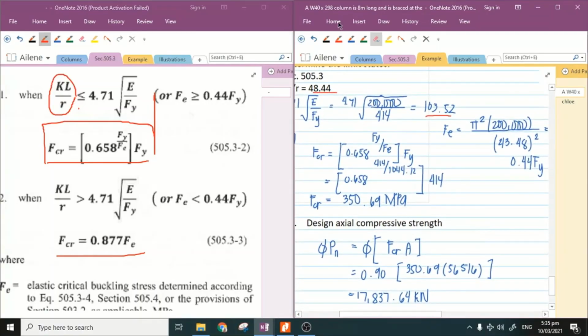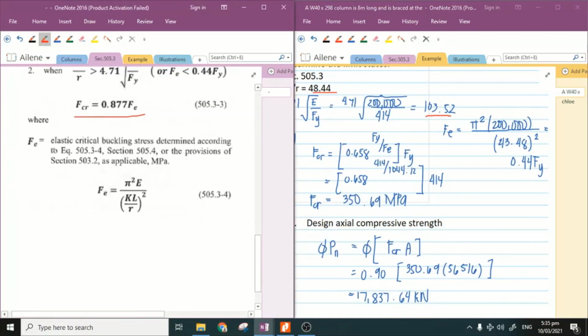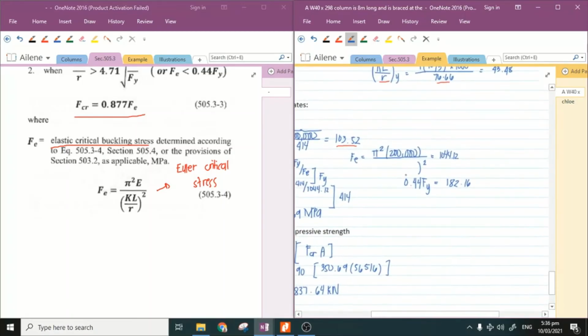So, ayan. Magsa-substitute lang tayo ng values. Ang wala pa natin ditong value is si F sub E. Ano ba si F sub E? Yung definition ni F sub E is the elastic critical buckling stress. Kung mapapansin nyo, itong formula na to is tinatawag din nating Euler critical stress sa ibang book. Yan yung derived formula for the Euler critical stress. So, kukunin lang natin yung value nito. Ang isa-substitute ko din dito na value for the slenderness ratio is yung nag-govern, that is 48.44.